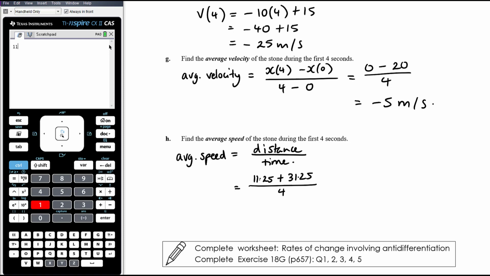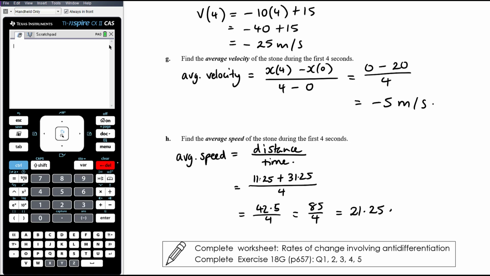Sorry, I'll try and do this without my CAS. We'll go back through the CAS in a second. So 11.25 plus 31.25: 11 plus 31 is 42, and then 2 lots of 0.25 is 0.5. So it's 42.5 on 4. What can we do there? We could double the top and the bottom, so that's going to be 85 on 4, which is 21 and a quarter, 21.25.